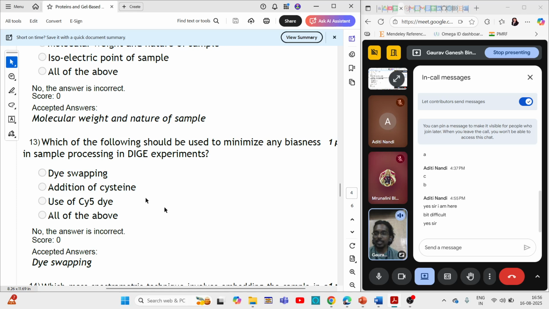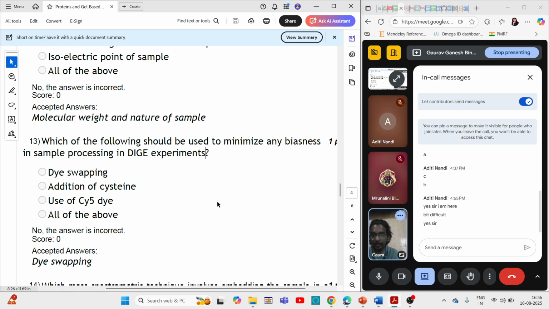So this is dye swapping, which you should use, because if you swap the dyes, you balance out certain bias. So dye swapping should be used to minimize any bias.